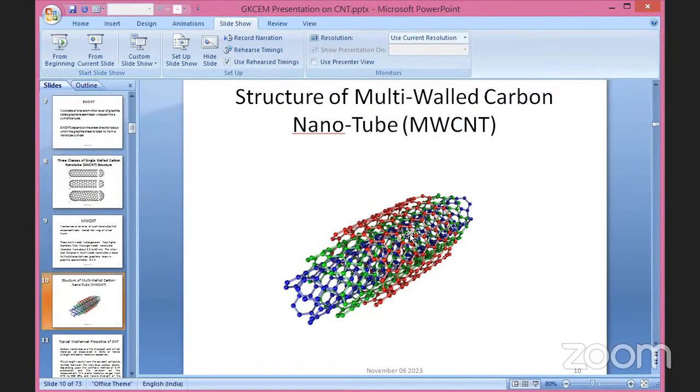You see here, three nanotubes are put concentrically one after another. The smallest diameter here is the blue color. Then the green one has a higher diameter compared to the blue one, and the red colored tube has a higher diameter than the other two layers. In this way, the typical structure of a three-layer multi-walled carbon nanotube is shown.